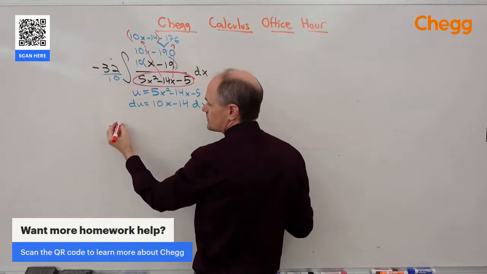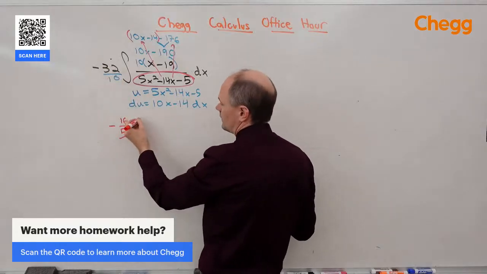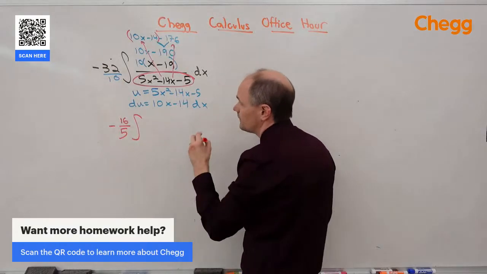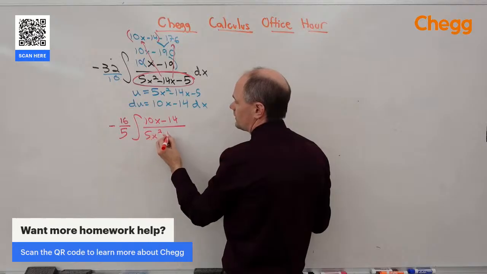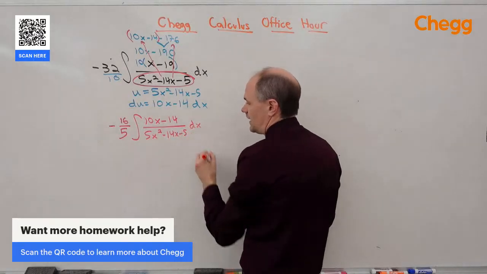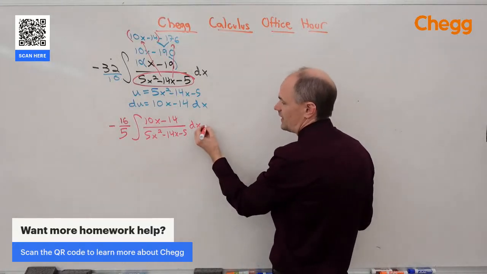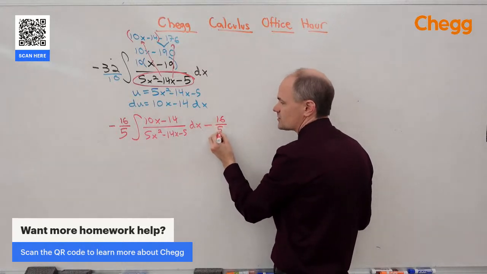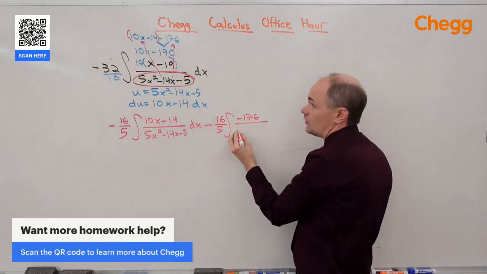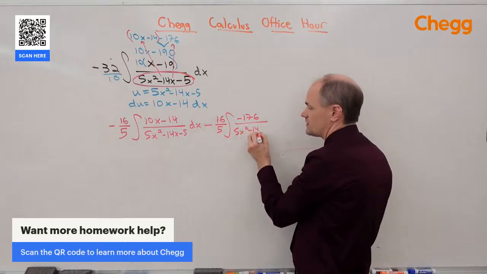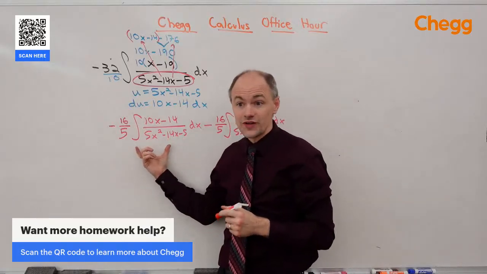We've got negative 32 over 10. That's going to reduce, divide by 2, 16 over 5. Still don't know why that number's there. That's kind of random. Times the integral of, we're going to do the 10x minus 14 over the 5x squared minus 14x minus 5 dx. Plus, actually I'm going to say minus, we've got the 16 over 5. I'm going to distribute that through times a separate integral for the negative 176 over the 5x squared minus 14x minus 5 dx.